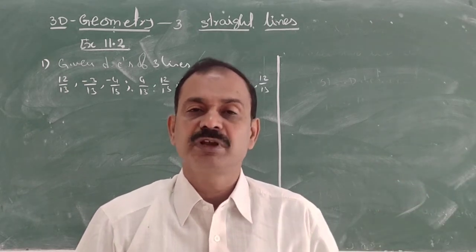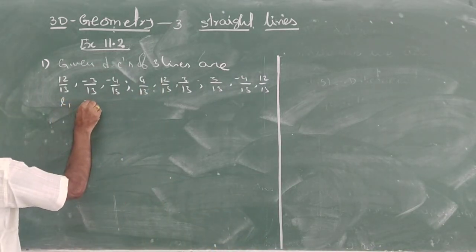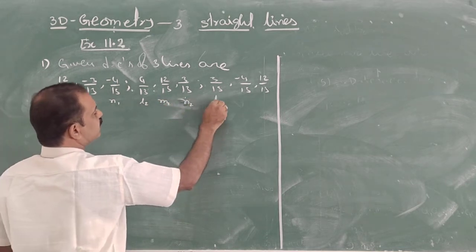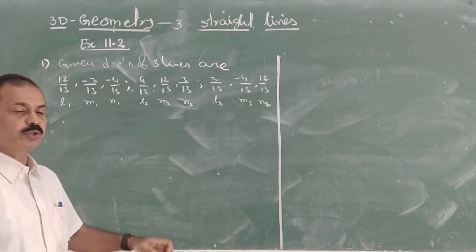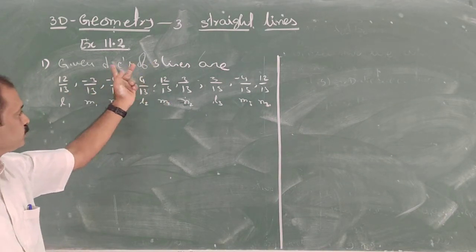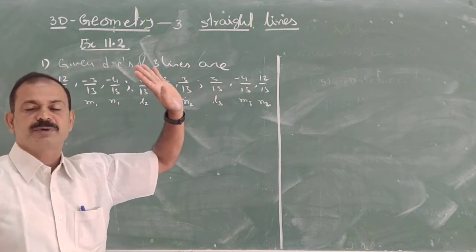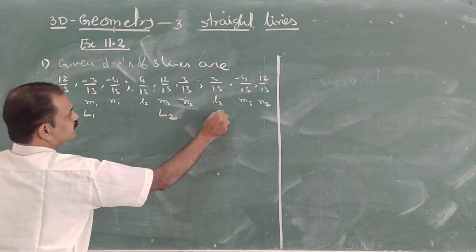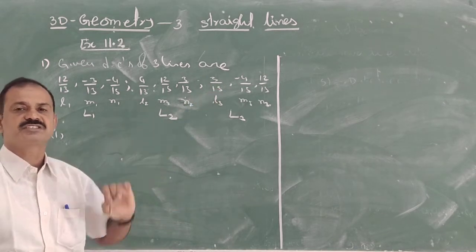To show that they are mutually perpendicular, suppose the lines are l1, m1, n1, l2, m2, n2, and l3, m3, n3. Show that the first two lines are perpendicular to each other, then that the second and third are perpendicular to each other, then that the first and third are perpendicular to each other. Let me take these as line 1, line 2, line 3. There are these three cases. I will do one case, the rest of the two cases you have to do.